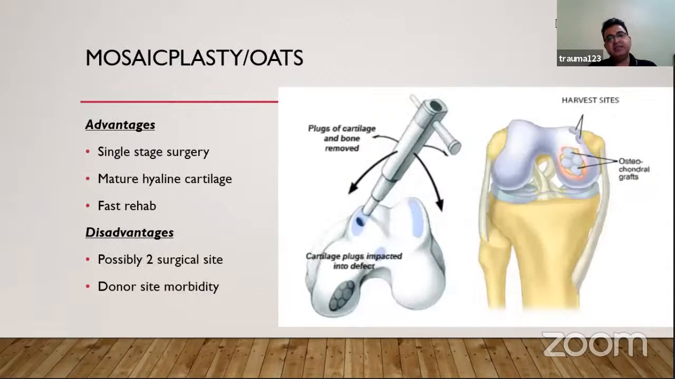Mosaicplasty is where we take plugs of cartilage and bone from a non-articular area and incorporate them into the defect area. It is a single-stage surgery, mature hyaline cartilage is used, and it is a faster rehabilitation method. The disadvantage is that we have possibly created two surgical sites, and there is associated donor site morbidity.